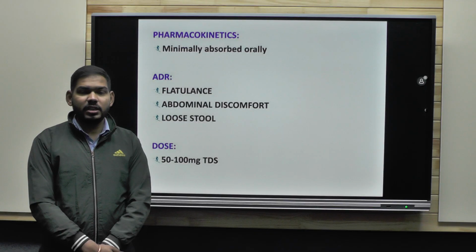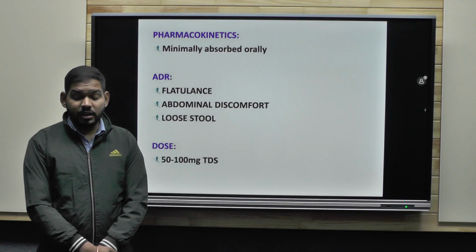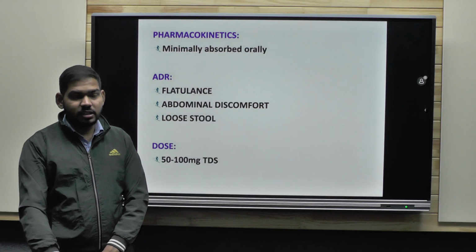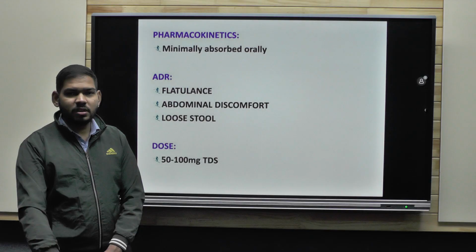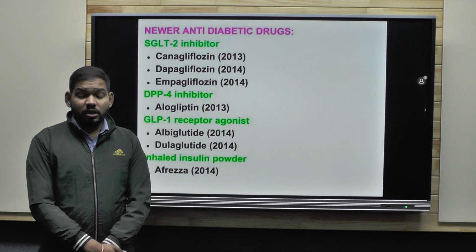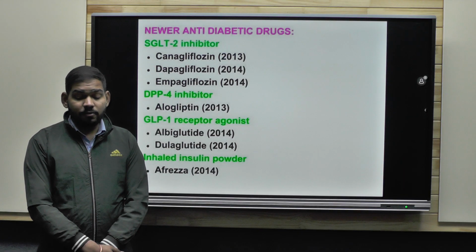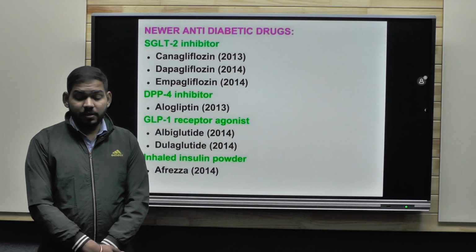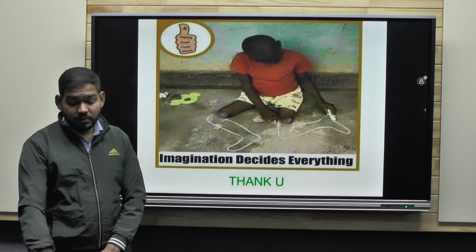The pharmacokinetics: minimally absorbed orally. ADRs are abdominal discomfort and loose stool. The recommended dose is 50 to 100 mg TDS. It means the dose is given 3 times per day. In the current market, newer antidiabetic drugs are SGLT2 inhibitors, DPP4 inhibitors, GLP1 receptor agonists, and inhaled insulin powders.